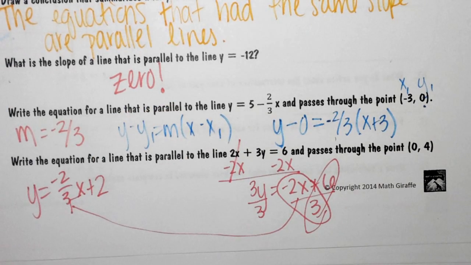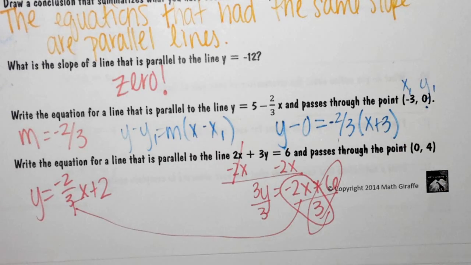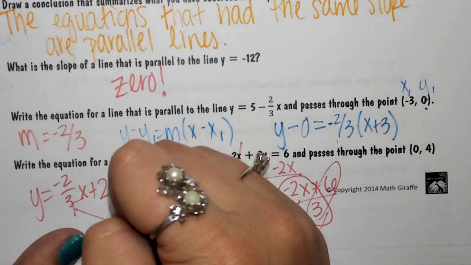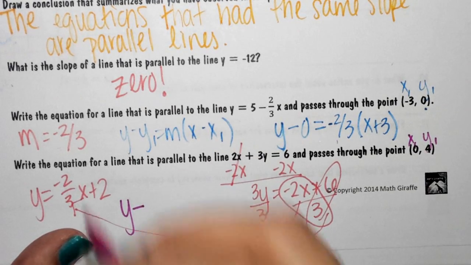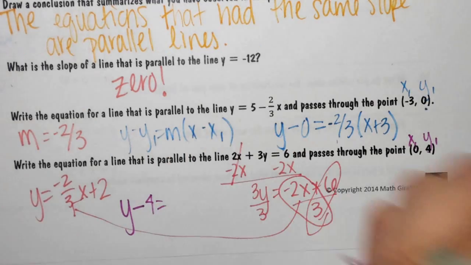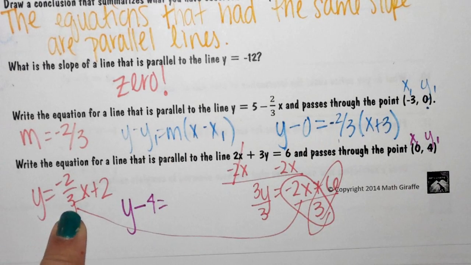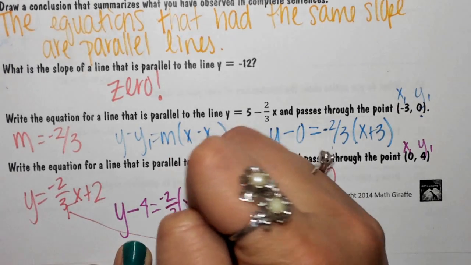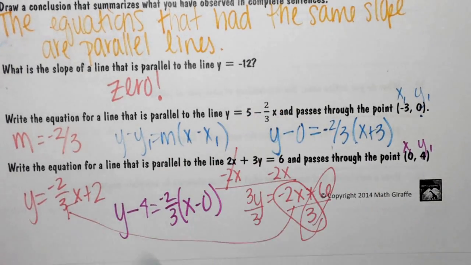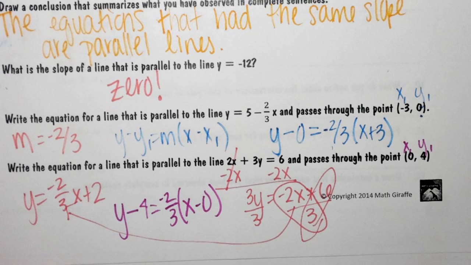Are we done? We just found our slope, right? Now we need to use our slope, use our point, and write in point slope form. So that's y minus, what's my y1 over here? 4 equals m. What's my m? Negative 2/3. Negative 2/3 times x minus 0. Everybody take a minute and just digest what we did.